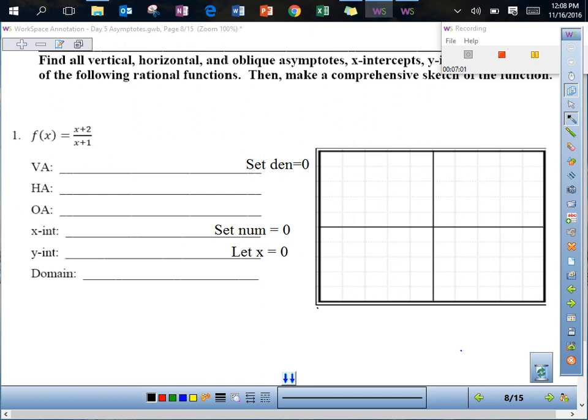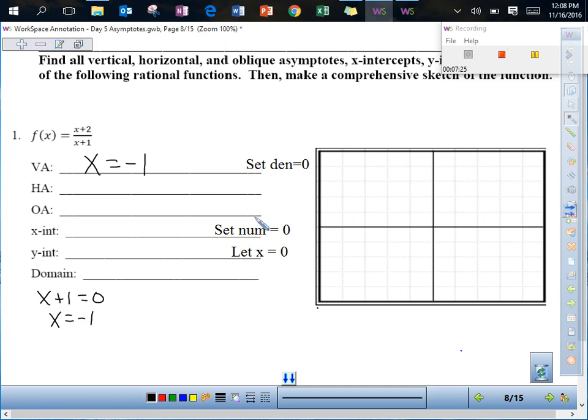So here goes our number 1. To figure out your vertical asymptote, we're going to set the denominator equal to 0. So I'm going to take x plus 1 and set that equal to 0 and get x equal -1. That is going to be my vertical asymptote. So guys, what you might do on your note sheet is put this little note to it.